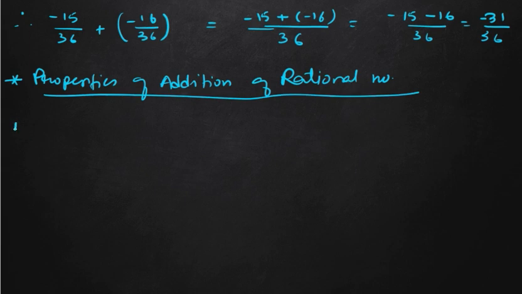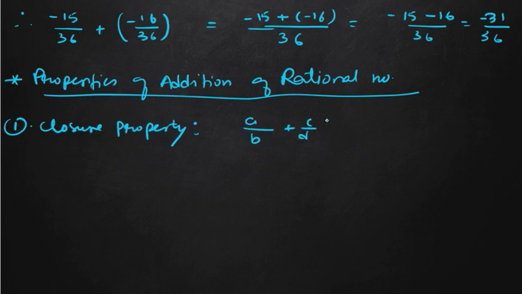Fine. So our first property is our closure property. So closure property says that if we add a by b with c by d, the result will be same if we add c by d with a by b. This type of property is known as closure property. Obviously this will satisfy it. Okay. So additive property or closure property is satisfied on the addition of rational numbers.